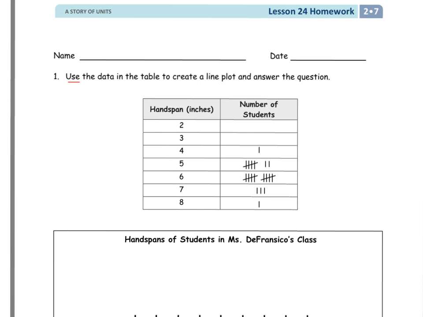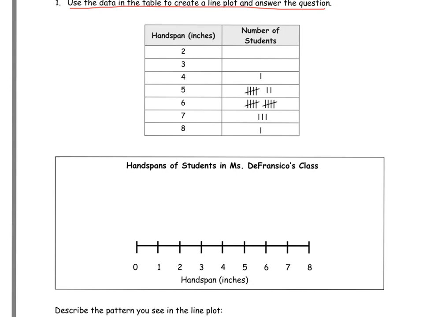The directions for number 1 say, use the data in the table to create a line plot and answer the question. So I see down below, I got my title on top for my line plot. Down below it says handspan in inches and it's numbered 0 through 8. So for each of these handspan inches, I'm going to plot the number over here. So for 2 I don't have to put anything, 3 I don't have to put anything, 4 I have 1.